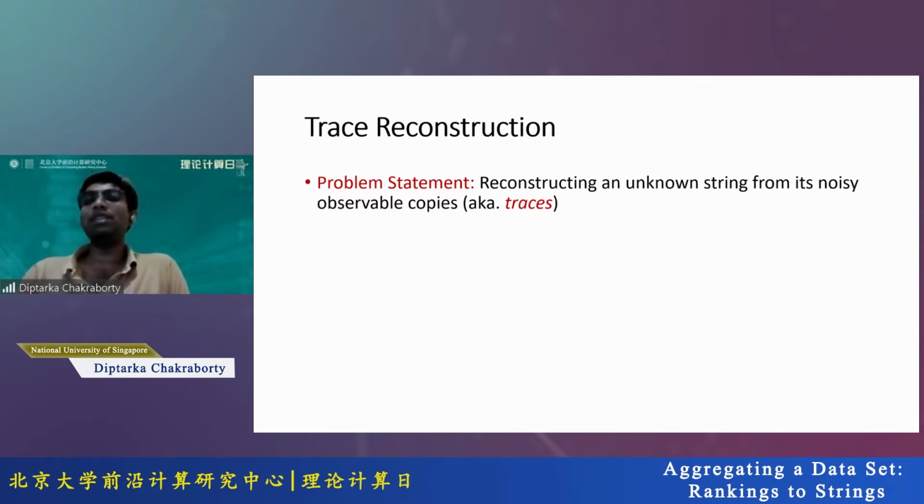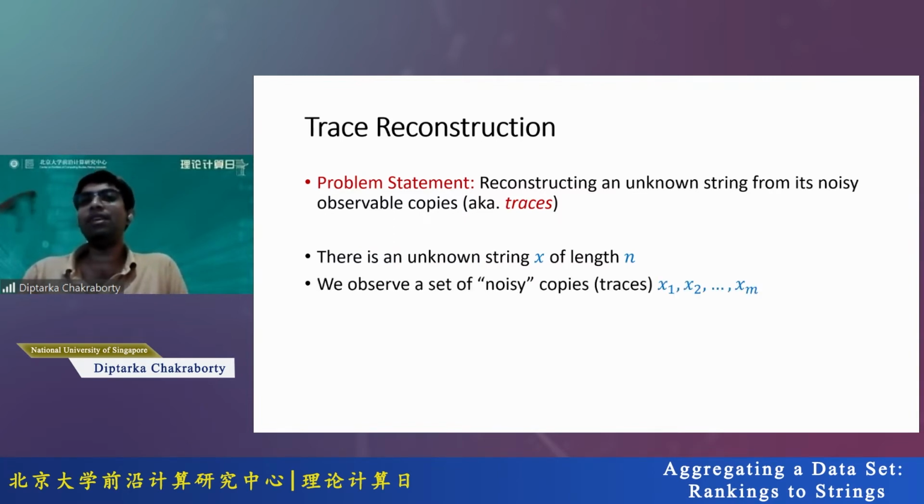So what is the problem statement? We want to reconstruct an unknown string from its noisy copies, which are observable, and these observable copies are also called traces. So there is an unknown string x, say of length n, but we cannot observe that unknown string. You can think of this unknown string as the chunk that we stored in the DNA storage system. But rather what we can observe is some noisy copies, say x1, x2, up to xm, some m noisy copies. And the objective is to recover this unknown string x.